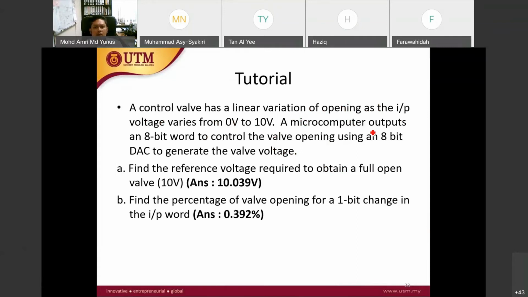A microcomputer outputs an 8-bit word to control the valve opening using an 8-bit digital to analog converter to generate the valve voltage. Basically, what is happening? The key point here is that we have a control valve.